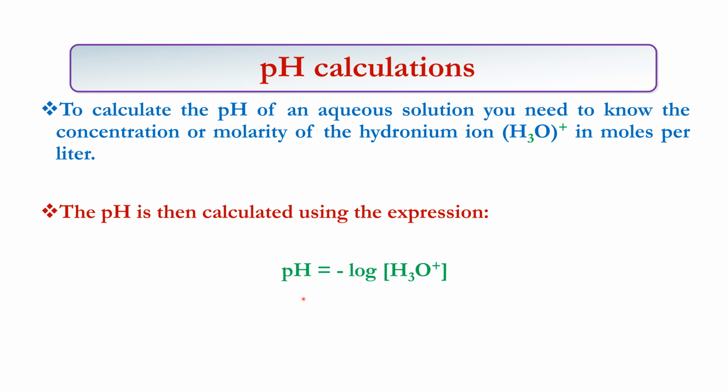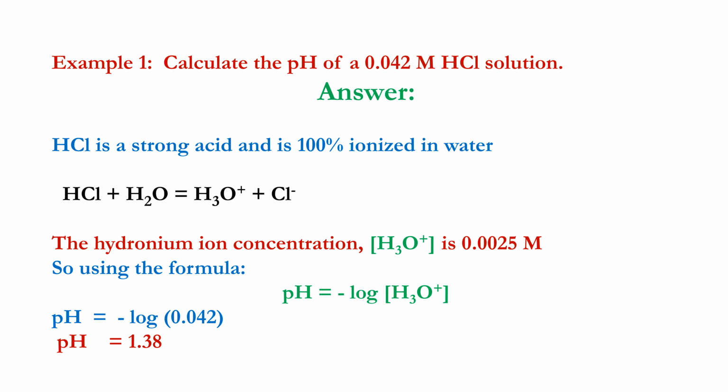The pH scale usually ranges from 0 to 14. Numbers below 7 are acidic. Numbers above 7 to 14 are basic, and 7 is neutral. So this is the formula that we use to calculate pH of an aqueous solution. For you to be able to calculate pH, you must know the concentration of the hydronium ion in moles per liter. So let's have a look at some examples.